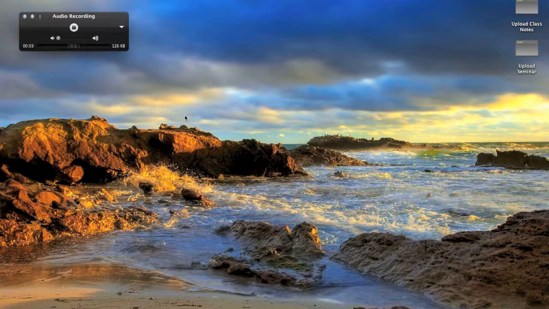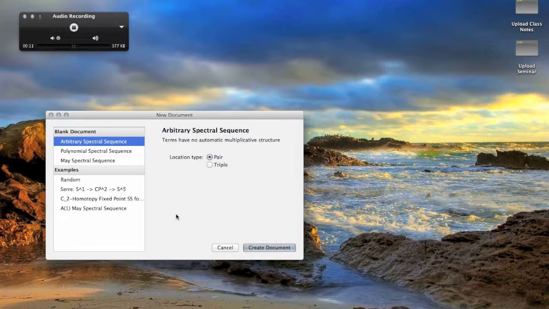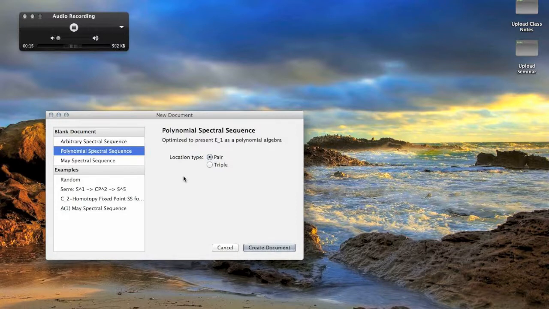In this demonstration of the Ext Chart program, we will compute the mod 2 cohomology of the second Eilenberg-Mac Lane space for the group Z mod 2 using a modified, or regraded, Serre spectral sequence. The fibration used as input for the Serre spectral sequence is the path-loops fibration, whose fiber is RP infinity, whose total space is contractible, and whose base space is the desired Eilenberg-Mac Lane space.